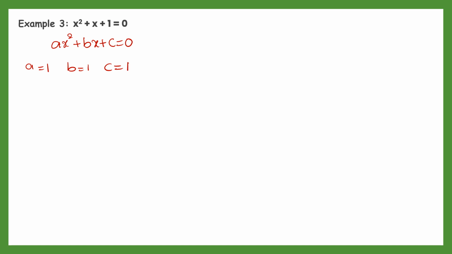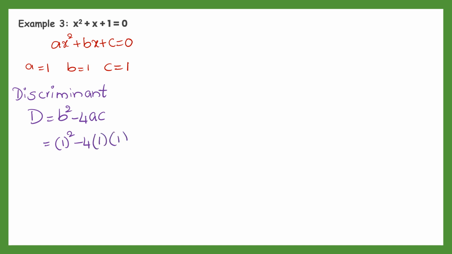Now, what is the discriminant? D is equal to b square minus 4ac. Now let's find it. b square means 1 square, minus 4 times a, which is 1, times c, which is also 1. 1 square is 1. 4 ones are 4. So 1 minus 4 is minus 3. So you got the discriminant b square minus 4ac as minus 3. That means it is less than 0. Minus 3 is less than 0 here.